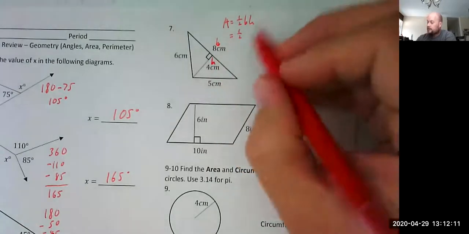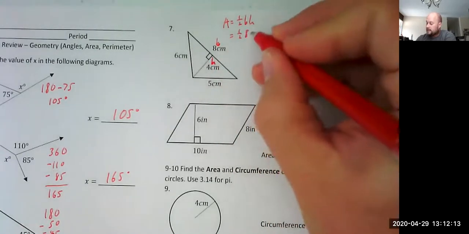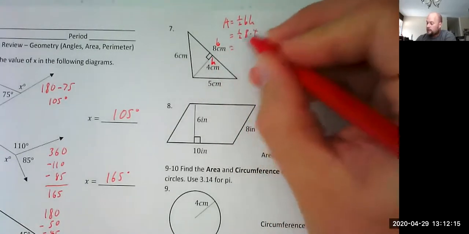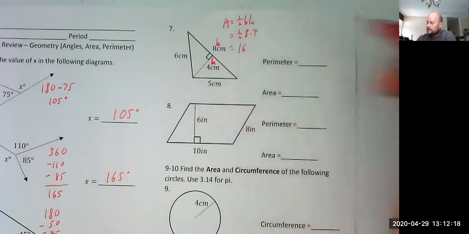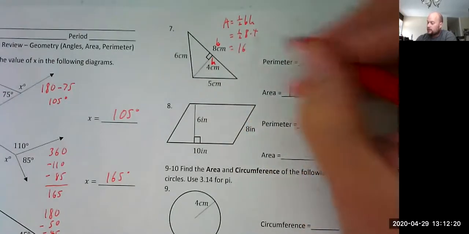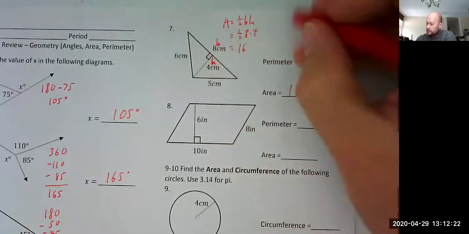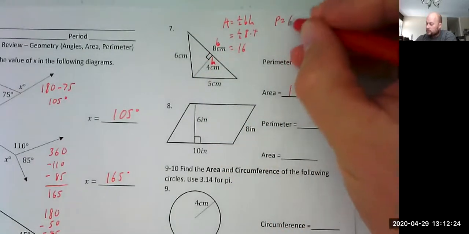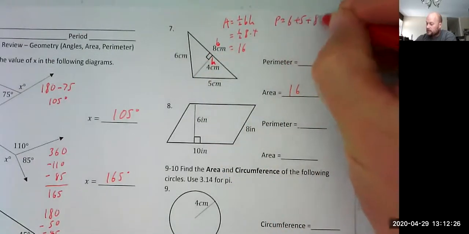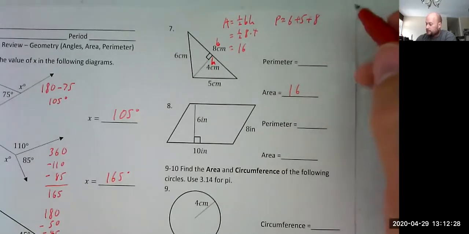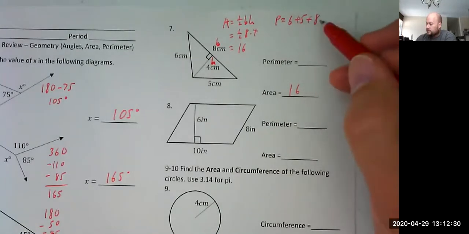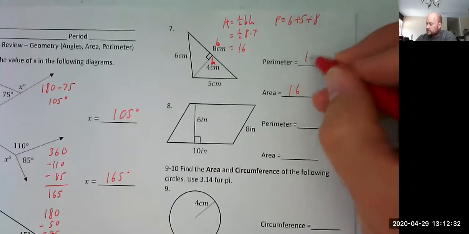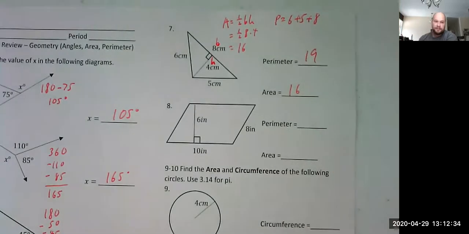My bad. So the base is 8. The height is 4. 1/2 of 8 is 4. 4 times 4 is 16. That's our area. For the perimeter on this one, all the values on the outside. So perimeter equals 6 plus 5 plus 8. Let's see, that'd be 13. 13 plus 6 is 19 for the perimeter on that one.